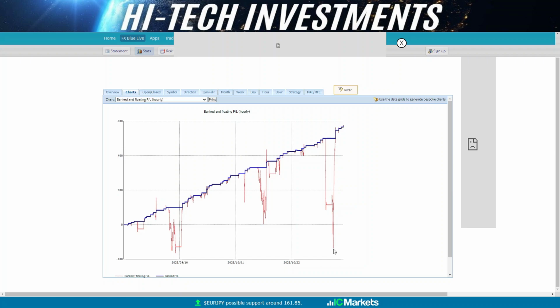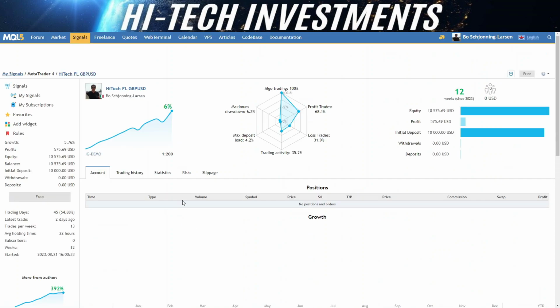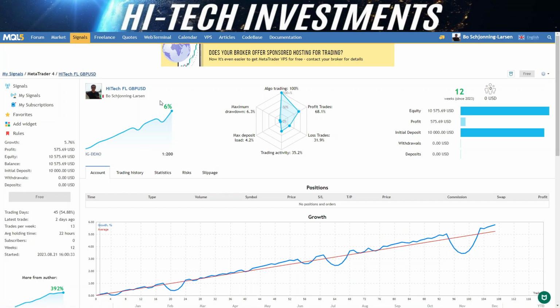So let us just jump back for a sec, basically finding the Great British Pound USD. We have it down here. See again the 6% growth in here, and then the balance 11,000, done 12 weeks so far, 94 trades, and then 68% trade wins, and then that's where we have the drawdown of 6%. So let's see exactly how that worked out. Again, 6% up here. We can see again it's on a demo account.